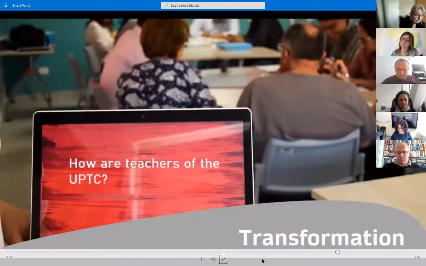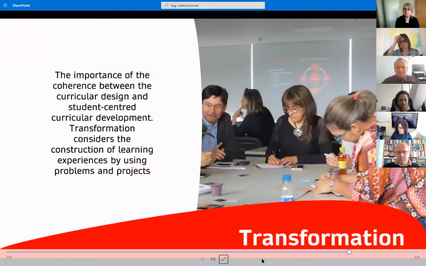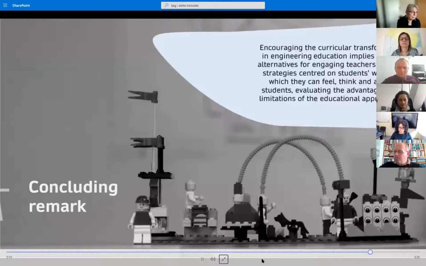In this moment, we introduce project-based learning by using workshops and hands-on activities. In these activities, participants construct learning experiences or design new frameworks for their classes or programs. You can observe that this training program allows teachers to feel, think, and act as students, and evaluate the advantages and limitations of these educational approaches compared to their teaching-centered practices.